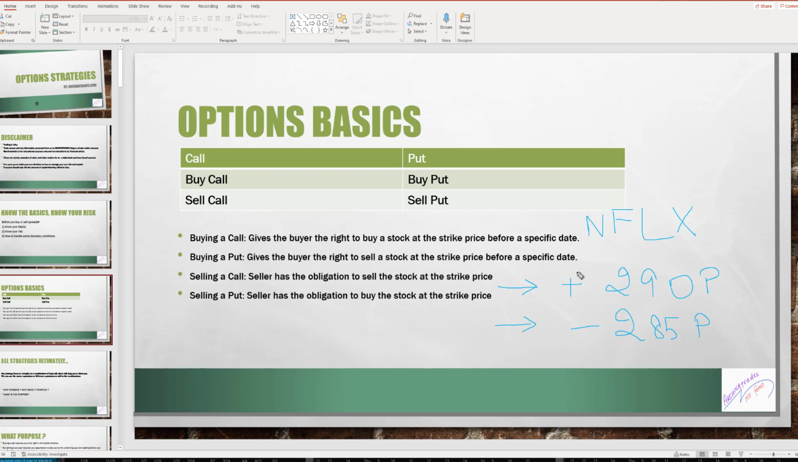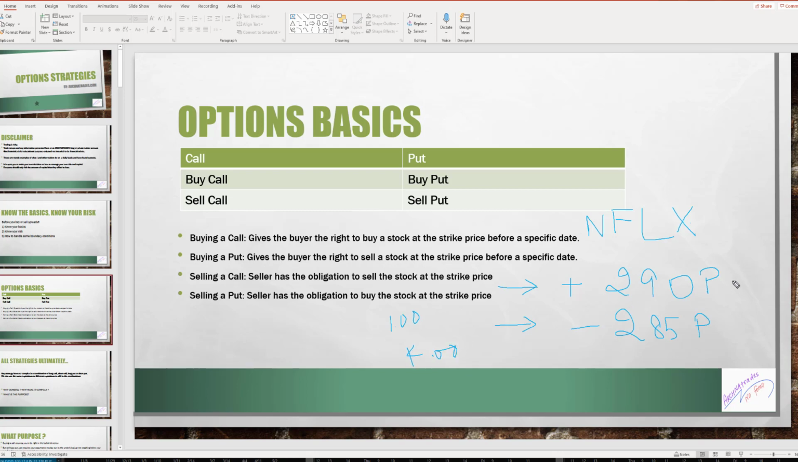So ultimately, if Netflix had a big down day after earnings and you bought the 290 put spread for, say, $1, your max profit is 290 minus 285, so your max profit is $4, correct?